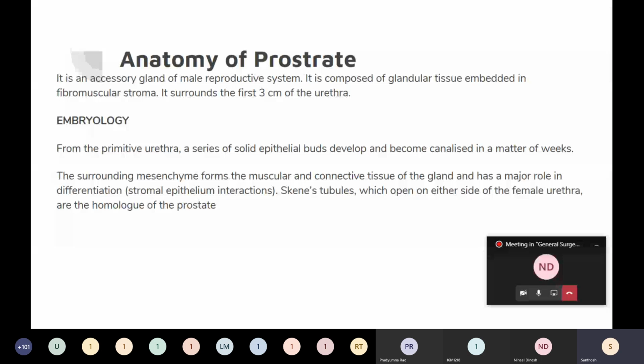So embryology: from the primitive urethra, a series of solid epithelial buds develop and become canalized in a matter of weeks. The surrounding mesenchyma forms the muscular and connective tissue of the gland and has a major role in differentiation, that is the stromal epithelium interactions. Skene's tubule, which opens on either side of the female urethra, is the homologue of the prostate.